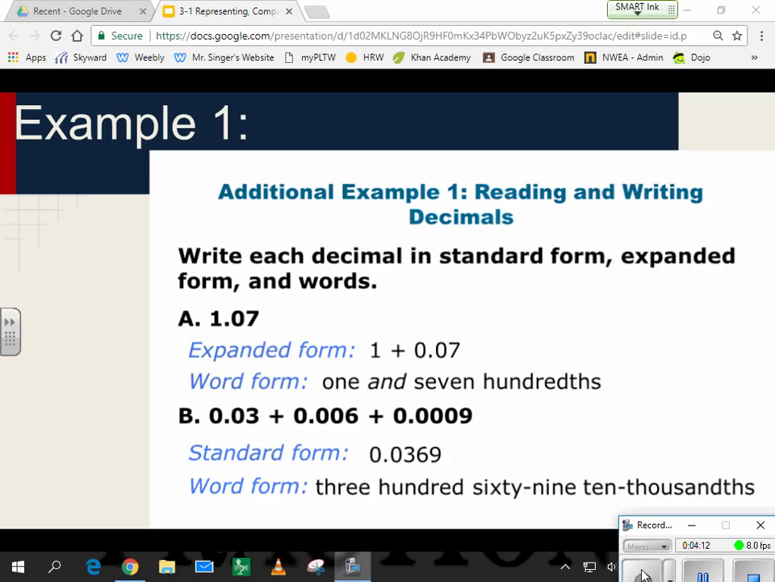So when you go to standard form, you just add the 3 together, and you get 0.0369. And again, writing the whole thing out in word form, you write down the number you see, which is 369, and then you would write down the place value that that last number is in. The 9 is in the 10,000ths place value, and that's how you write that. So if you need extra time to write this down, do so, but I expect you to have this as a good example.